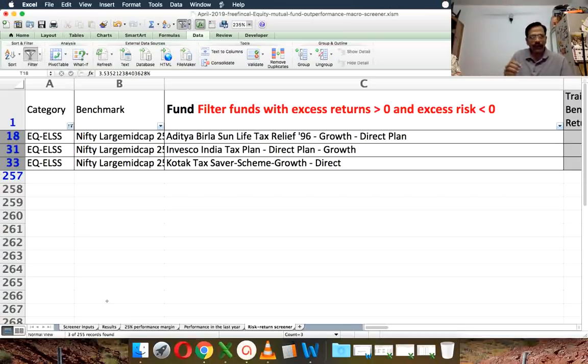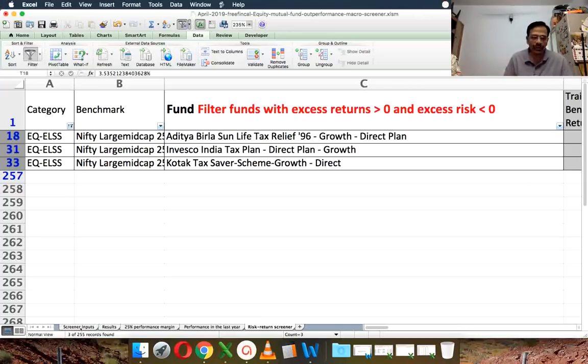Of course, please recognize this is only one data point. Last 3 years, last 4 years, last 5 years, last 1 year, last 2 years. If you want it over all possible last 3 years, 4 years, 5 years, I have not included the standard deviation calculation as of now in the screener. I will try and do it next time.